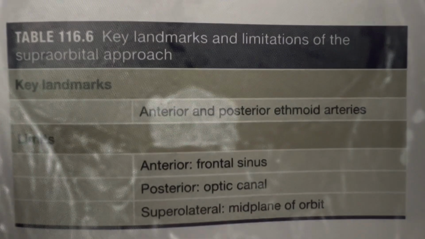Posterior ethmoid arteries are variable in location and diameter, but are generally found near the junction of the planum sphenoidale with the roof of the sphenoid sinus. The foramina are approximately 4 to 7 mm anterior to the optic canal.